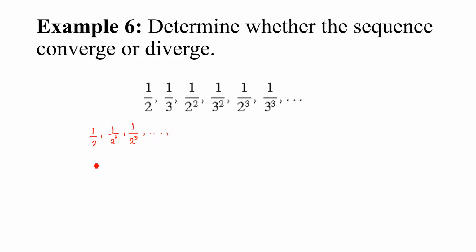And then you have 1 over 3, and then 1 over 3 squared, then 1 over 3 cubed, and so on. Okay, so the general term here, as we can see, you could have 1 over 2 raised to n minus 1.